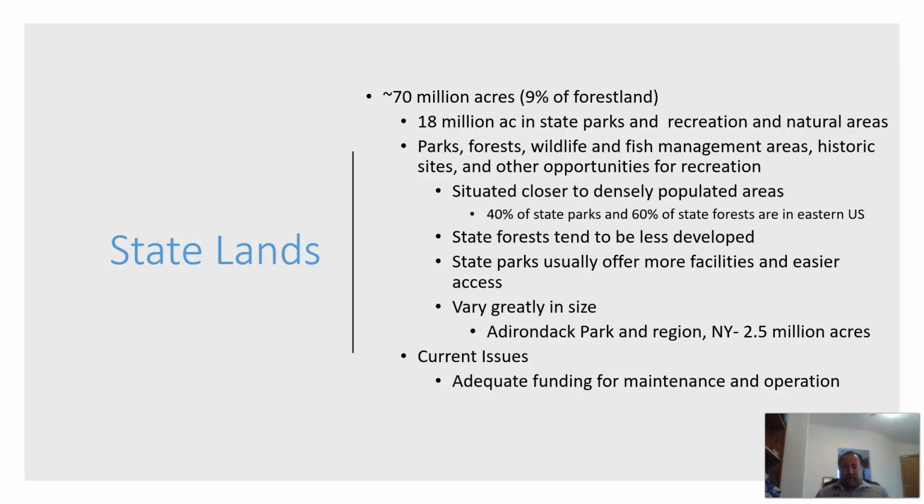You can have really small areas. Some of the historic sites might only be a few acres, whereas the Adirondack Park and region in upstate New York, that's state lands that are 2.5 million acres. The big issue for state parks, and a lot of things when it comes to the forestry industry, is just adequate funding for maintenance and operation.